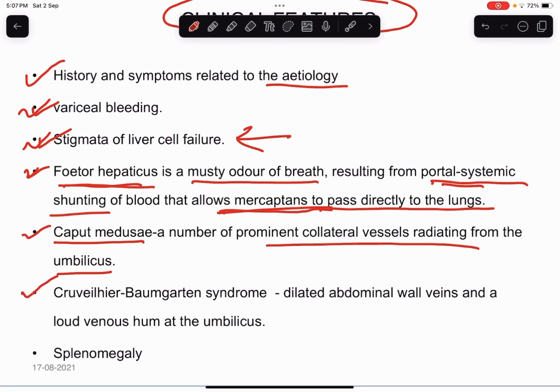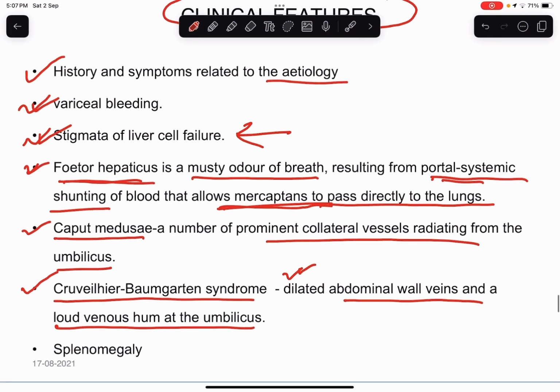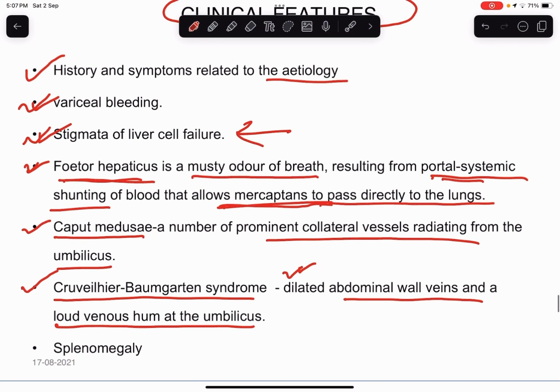There is something known as Cruveilhier-Baumgarten syndrome. So what is it? It is the loud venous hum at the umbilicus. Dilated abdominal wall veins will lead to a loud venous hum at the umbilicus, which is known as the Cruveilhier-Baumgarten syndrome. And then splenomegaly.